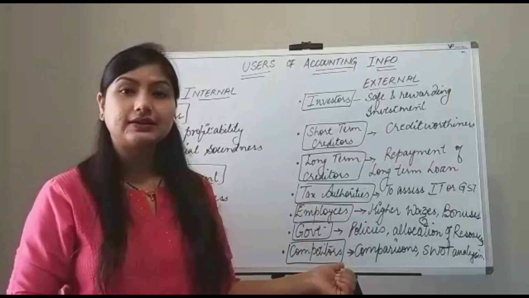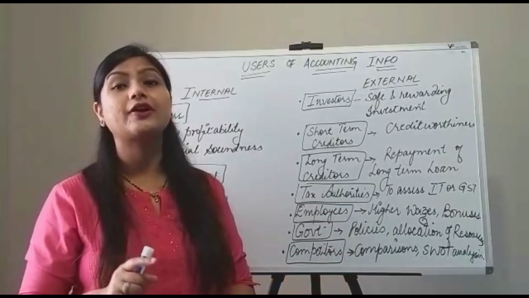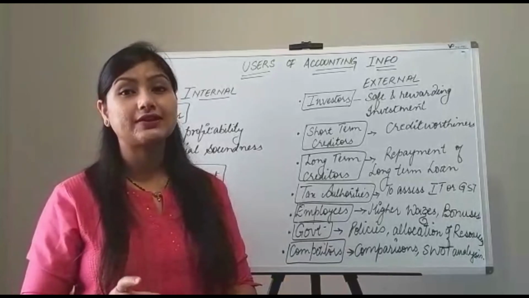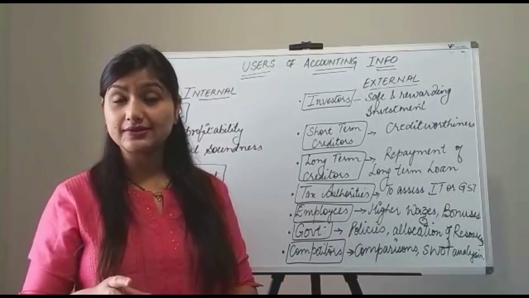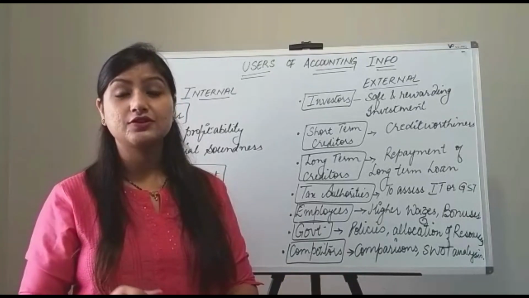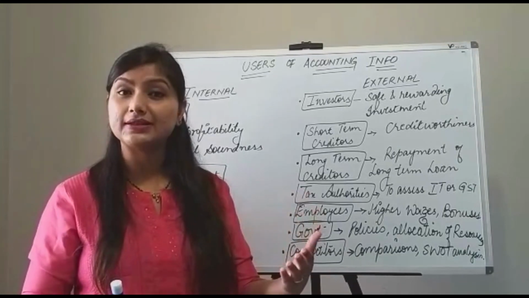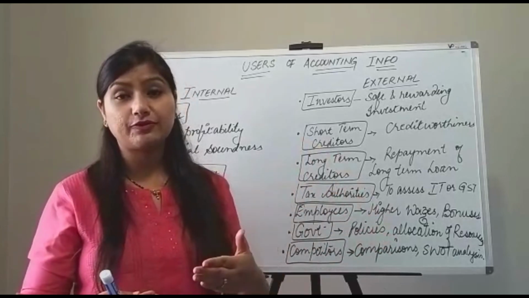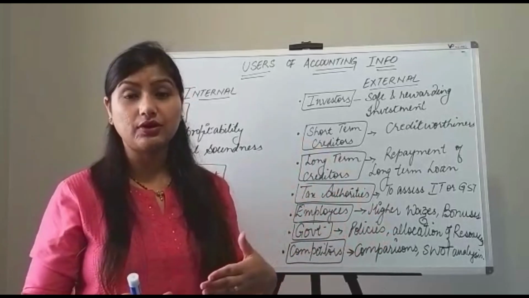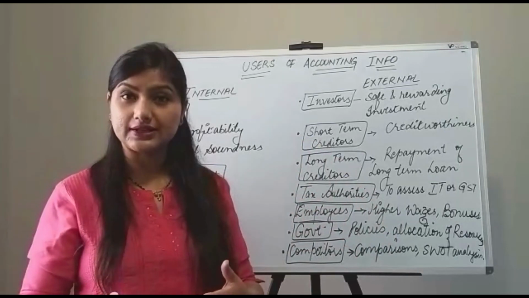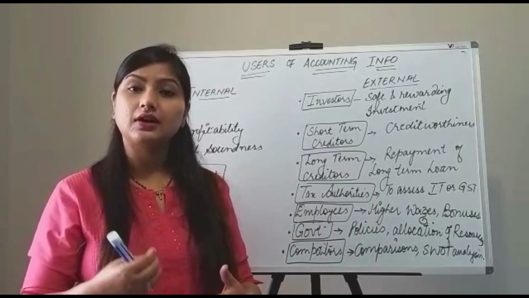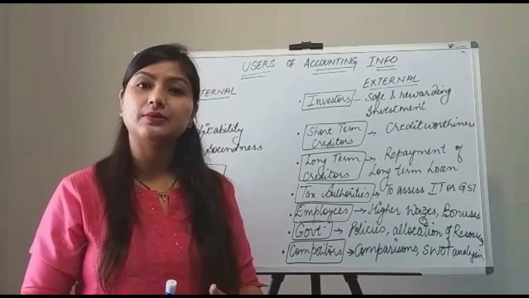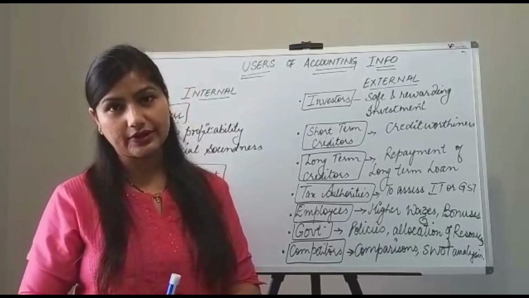And the last is the competitors. Of course, when you have to compete with your competitors, you need to know their strengths, their weaknesses, their threats, their opportunities. One thing is to make the comparison of where you are standing and where your competitor is standing, whether you are performing better than your competitor or not. And of course, for doing the SWOT analysis, you require accounting information. Therefore, competitors also become users of accounting information.